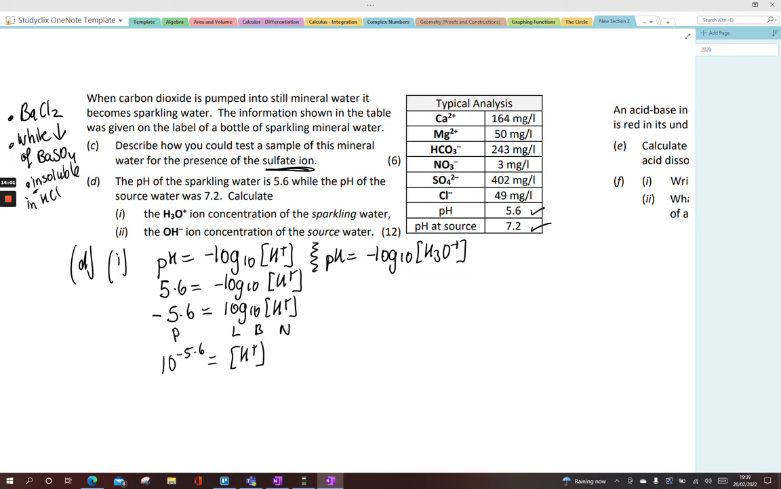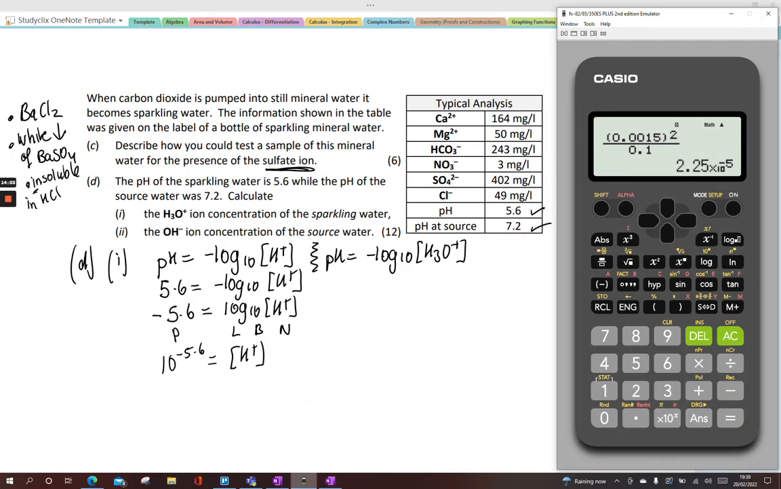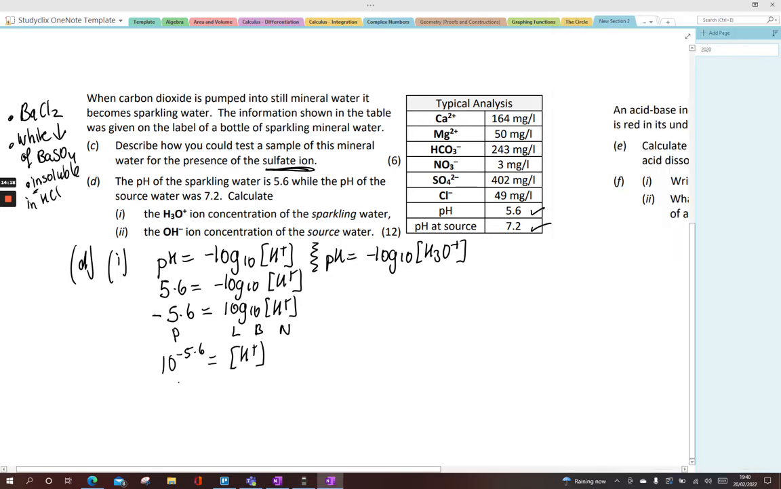The easier way, what you'll just see in your maths book, is the anti-log, just above your log button. So you've got to press shift, log, and the thing you have to remember, people always forget, put in your minus before your pH. And we have 2.51 by 10 to the minus 6. Which is right, because it's acidic, it has to be bigger than 10 to the minus 7.